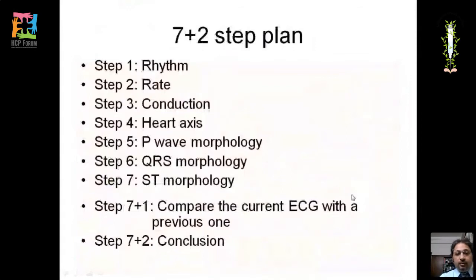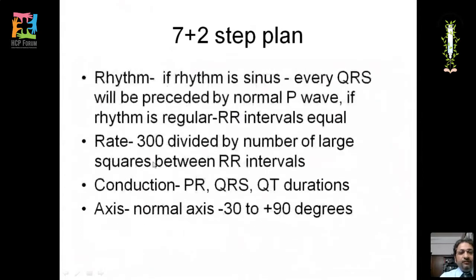So how do we go about with the ECG? How do we read it? The first step is to see the rhythm, then the rate, then the conduction, then identifying the heart axis, and then the morphologies of the P wave, the QRS complex, and the ST segments. And if you have a previous ECG, you can compare the current ECG with the previous one, and then you conclude the ECG.